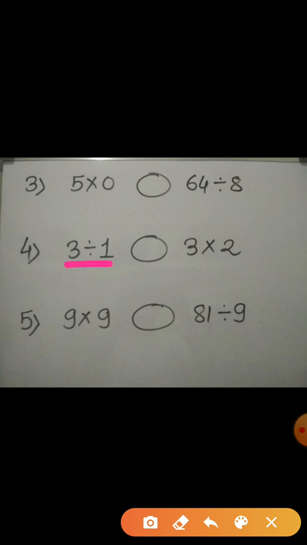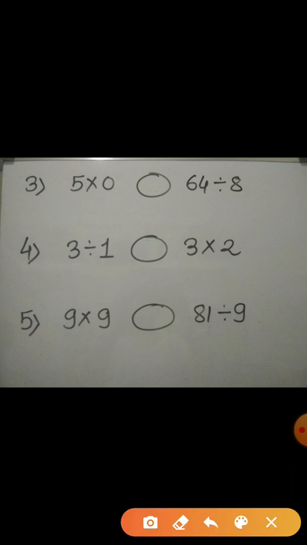Now the fourth example. 3 divided by 1 and on the right hand side we are given 3 into 2. Now 3 divided by 1 is equal to 3. Any number divided by 1 always gives the number itself. And 3 2s are 6. In 3 and 6 which one is bigger? 6 is bigger and 3 is smaller. So here again we can put less than symbol.